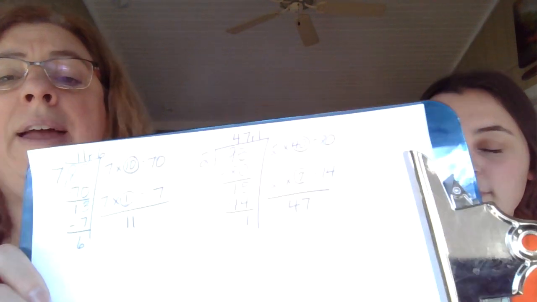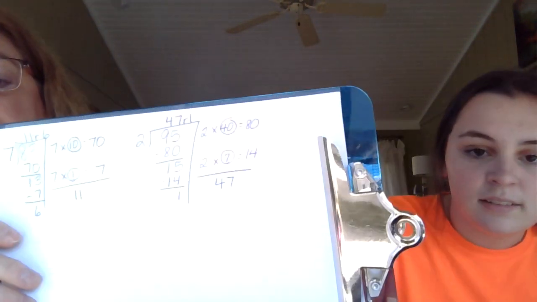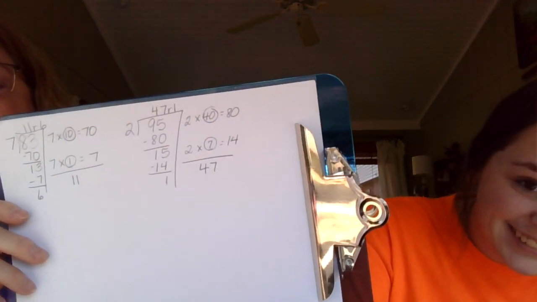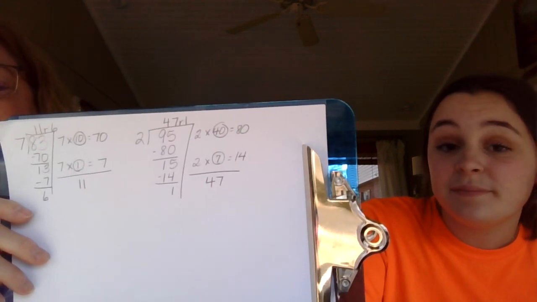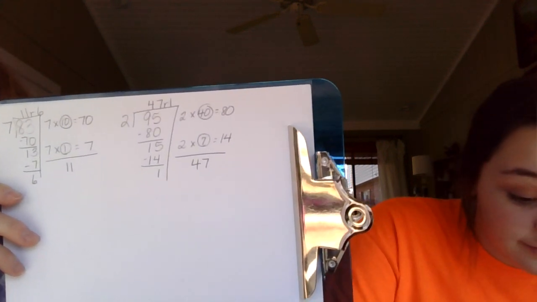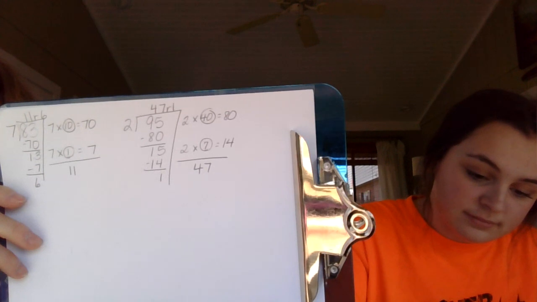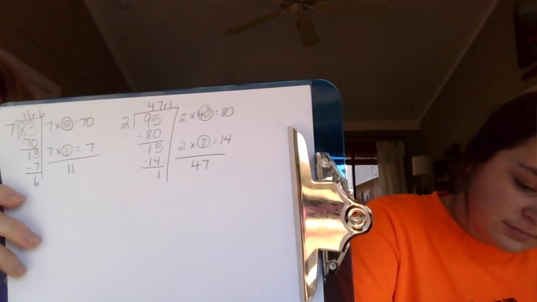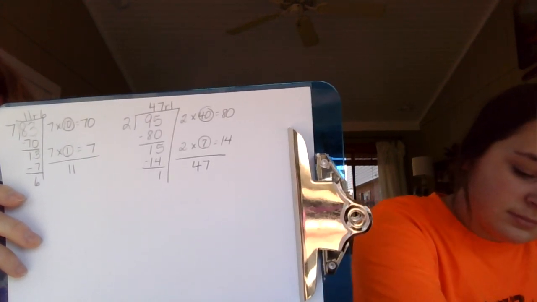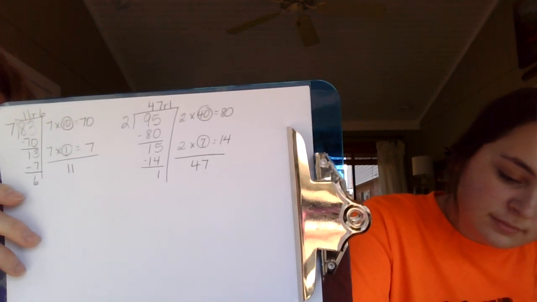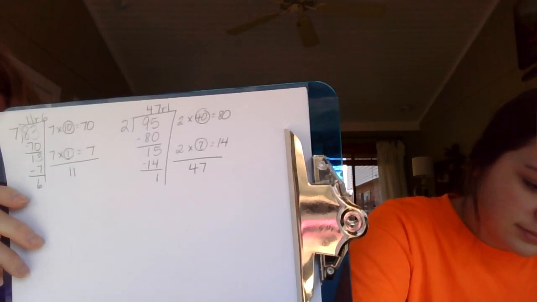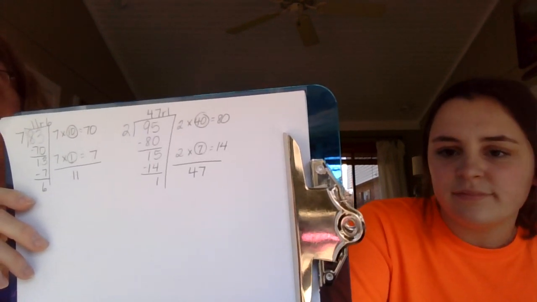Wow. Mine came out really big. We're getting a little bit of a glare out here. We're in our sunroom today enjoying the nice weather. So, yeah, you can see how I worked mine out. 2 times 40 was 80, and then 2 times 7 was 14. So I ended up with 47, remainder 1. Wow, that's huge. Okay, we'll see what Caroline ends up with when she's finished with hers.